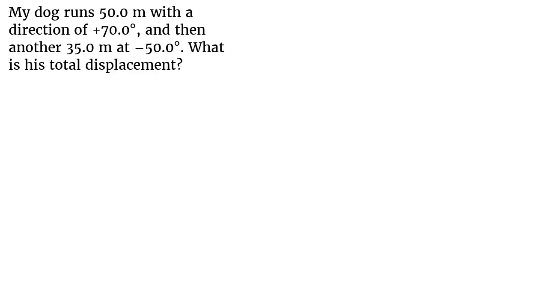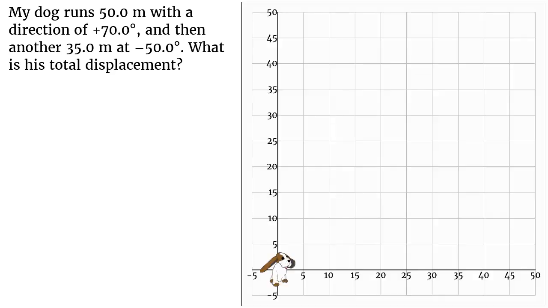Suppose my dog runs 50 meters with a direction of 70 degrees. Then another 35 meters with a direction of negative 50 degrees. What would my dog's total displacement be? We can start by sketching out the motion.